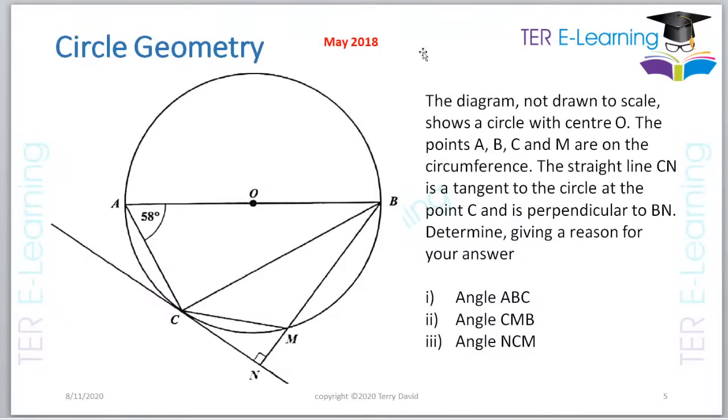So basically that little description that they gave you there just relates to the diagram, right? So on the diagram here, this here represents my tangent. That's the tangent they're talking about, right? And they want us to determine, giving a reason for your answer. So the first part, they want angle ABC, right? ABC. So take a look at the diagram, and just before I work this, can somebody tell me what ABC is?